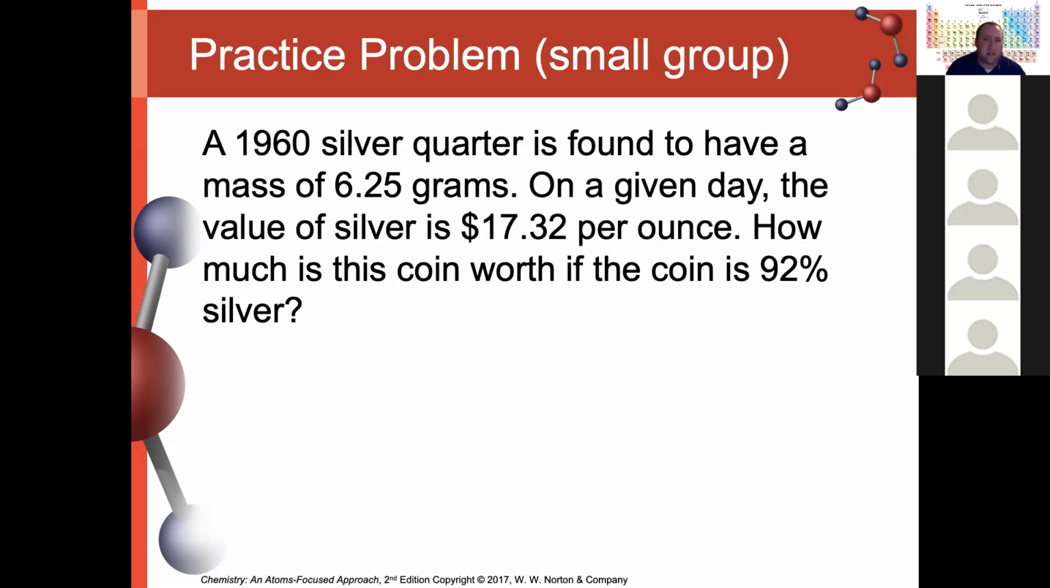A 1960 silver quarter is found to have a mass of 6.25 grams. On a given day, the value of silver is $17.32 per ounce. How much is the coin worth if the coin is 92% silver?